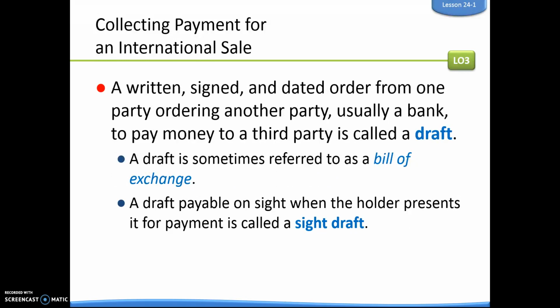The second thing that they create is a draft. A draft is simply a written, signed, and dated order from one party ordering another party, that's typically a bank, to pay money to a third party. So a draft can also be referred to as a bill of exchange. A draft payable on sight when the holder presents it, we call that a sight draft. A sight draft just means that it's going to be paid right away, as long as all of the other documents that are needed have been provided.